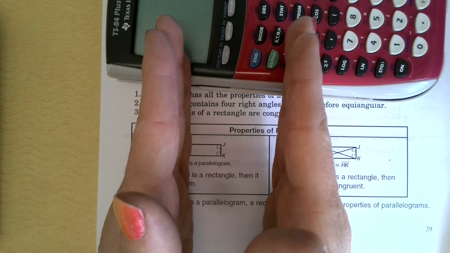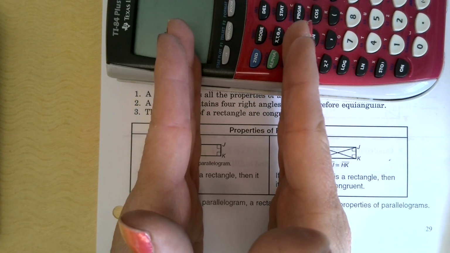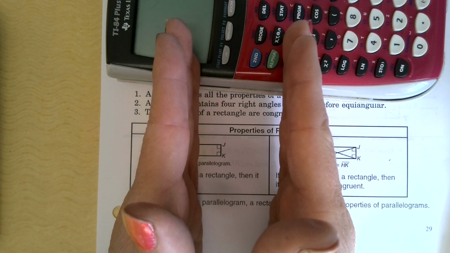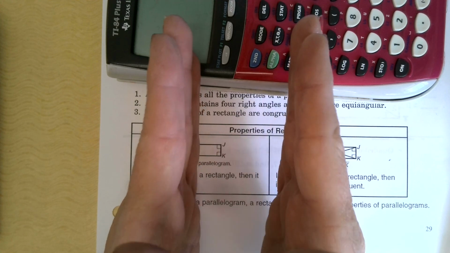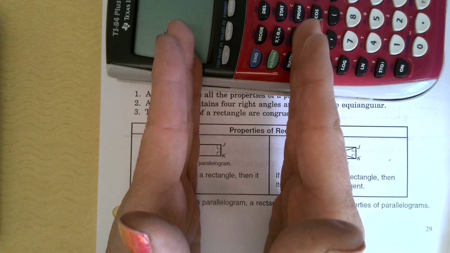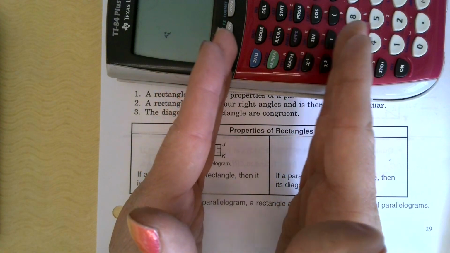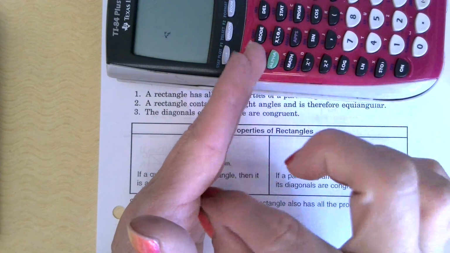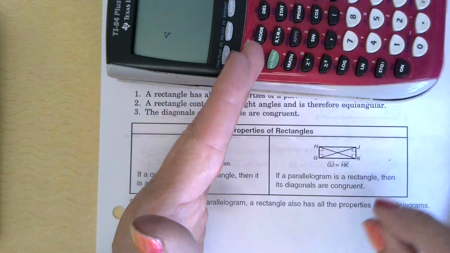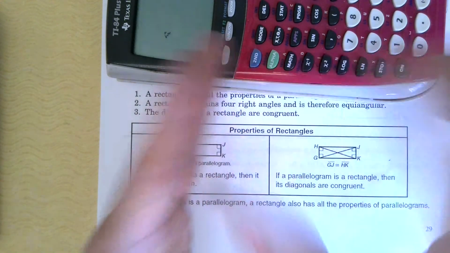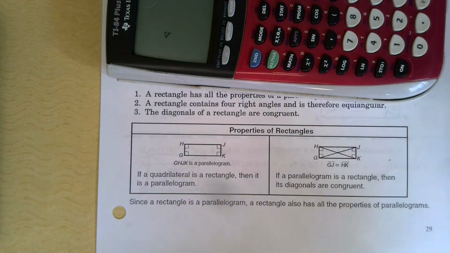So any shape that has right angles in the corner, hint, hint, okay, is going to have congruent diagonals. That would be a rectangle and a square, by the way. So when you lean it over, this diagonal stretches longer, this one goes shorter. Okay, so keep that in mind.